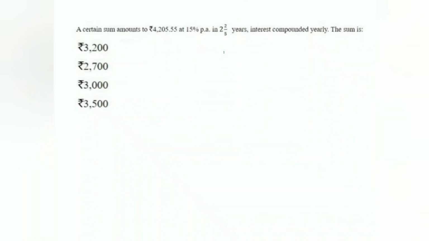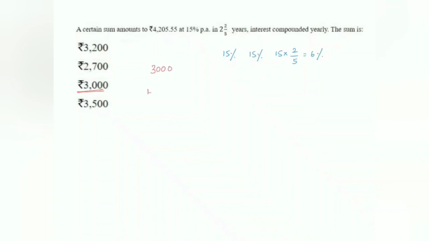Usually we take first year 15%, second year 15%, and for the third, incomplete year, you multiply 15 with 2 by 5, which means this is 6%. So I'm trying to do it from the options. Choose the option which is a round figure. So here I am choosing 3000. So take 3000.